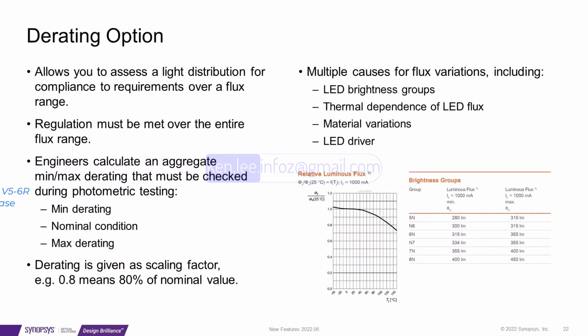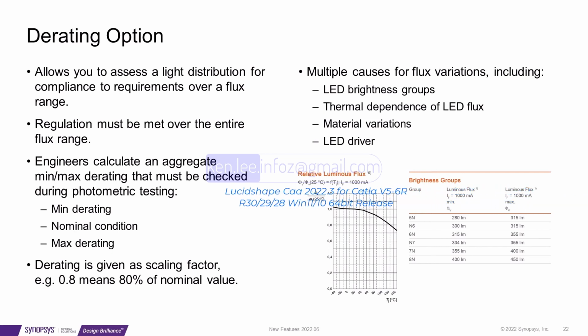The derating option allows the user to assess a light distribution for compliance to requirements over a flux range, as the regulation must be met over the entire flux range. For this reason, engineers calculate an aggregate min-max derating that must be checked during photometric testing. The test is then performed for minimum, nominal, and maximum derating conditions. The derating is given as a scaling factor. For example, 0.8 means 80% of nominal value.